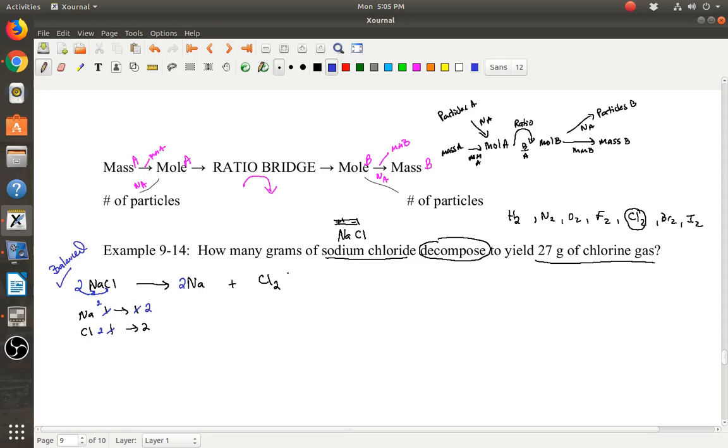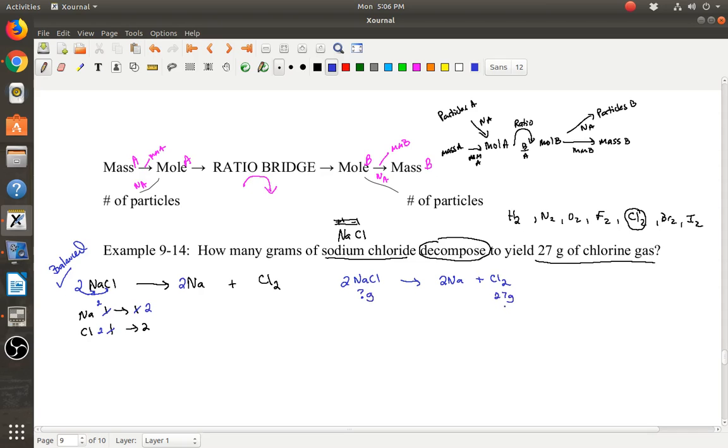So how many grams? I'm going to rewrite the equation over here so I can write the stuff from my question underneath my balanced equation, which is a very good practice. Please don't think this is a waste of time. This is not busy work. This is keeping your details and your logic in order. How many grams of sodium chloride decompose to yield 27 grams of chlorine gas? That's the question.